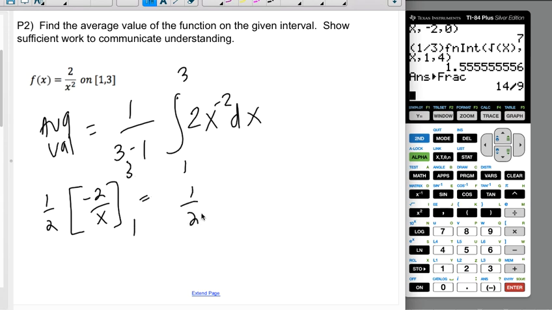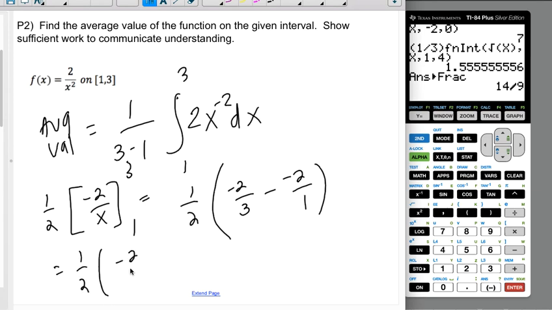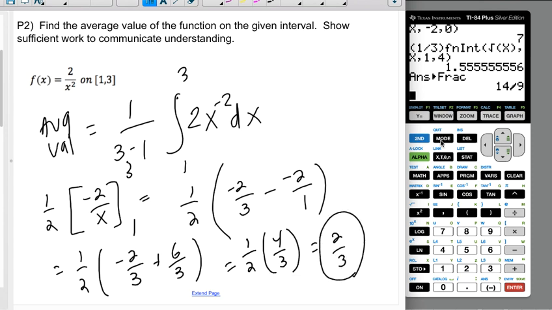So that's going to be a 1/2, and then when I plug in 3, I get -2/3 minus a -2 over 1. So I get that this is 1/2, so this is a negative 2/3, and this is plus 6/3, right? Because it's a plus 2, which would be 6/3. So I think I get 1/2 times 4/3, which I'm pretty sure gives me 2/3. So let's go ahead and check that one, right?